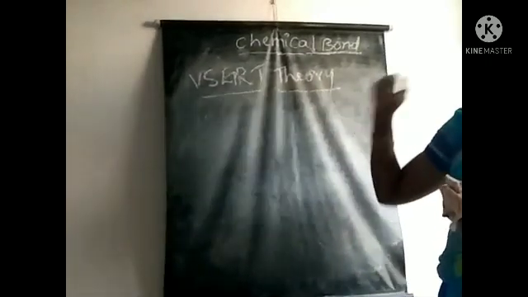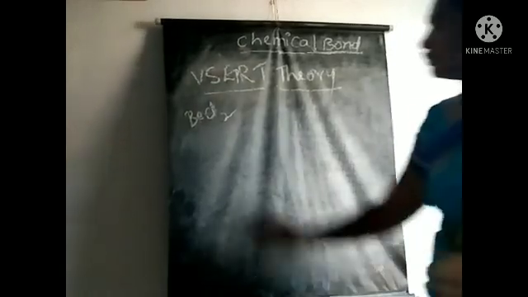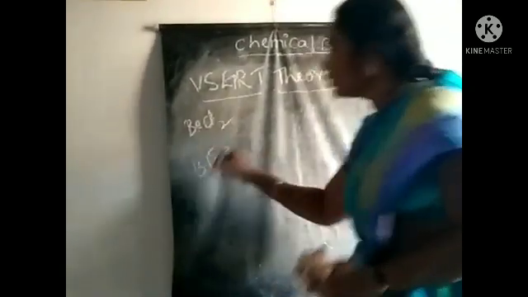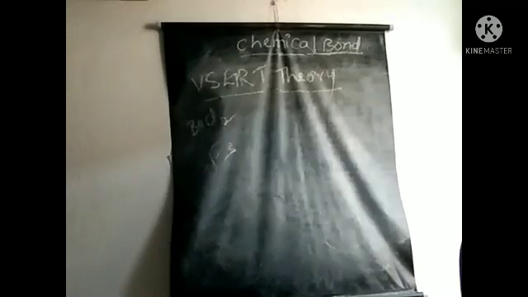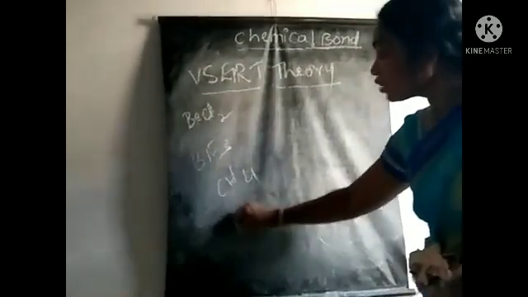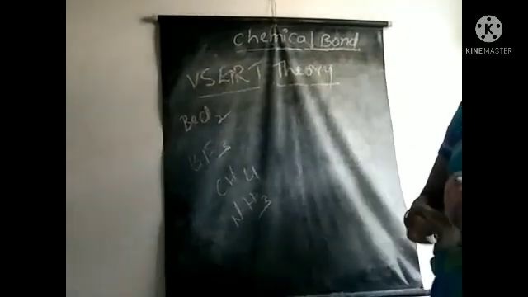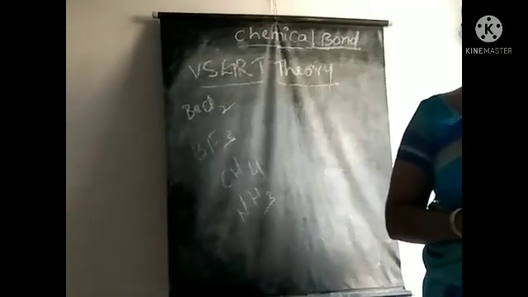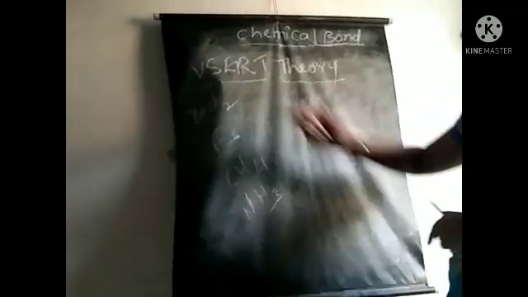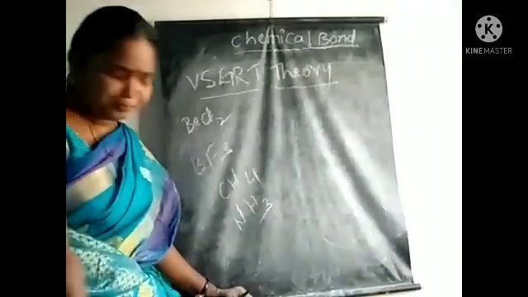For VSEPR theory, examples are BeCl2, BF3, CH4, and NH3. The shapes and structures of these molecules all depend on VSEPR theory. Let us observe these examples.